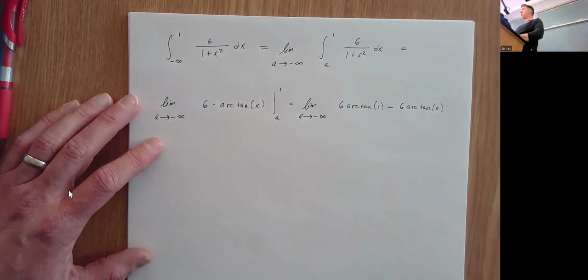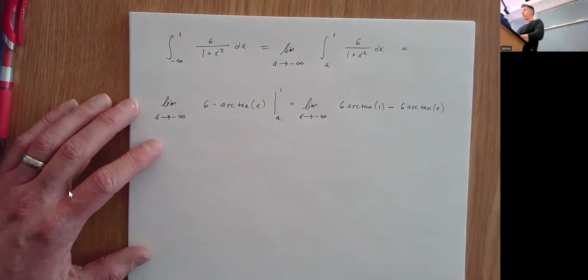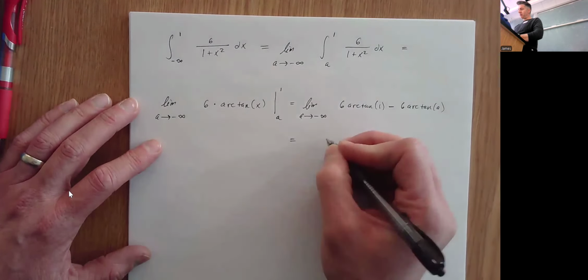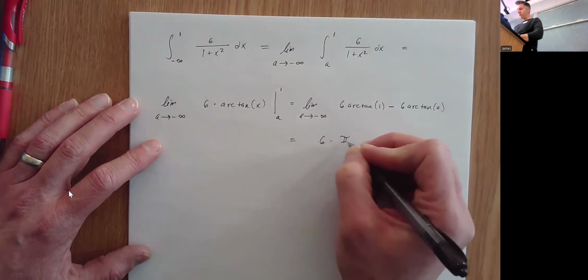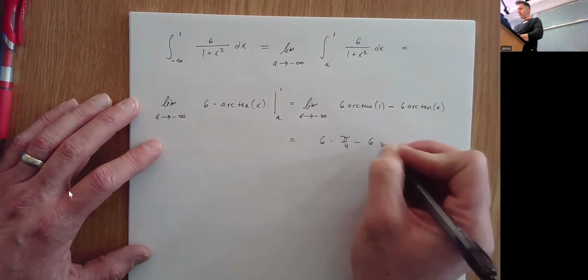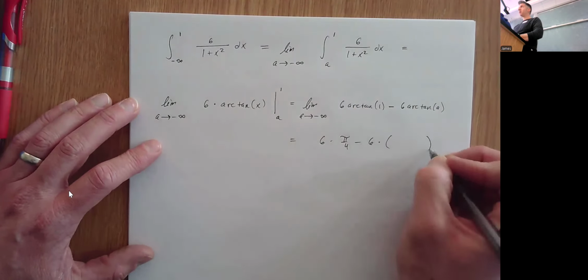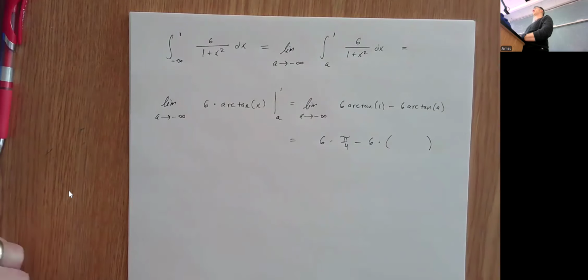Yes, right. It's the angle. If you took tangent of it, you would get 1. So we're going to get 6 times pi over 4 minus 6 times what? Okay, well, as a goes to negative infinity, what happens to the arctangent of a?